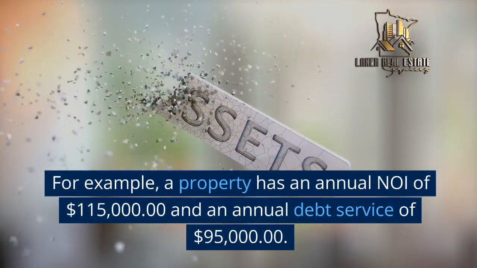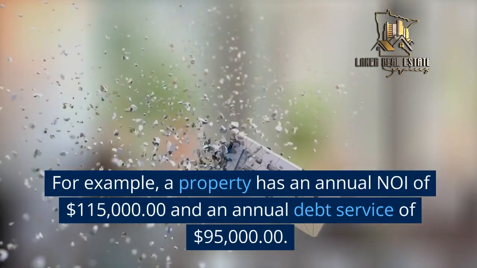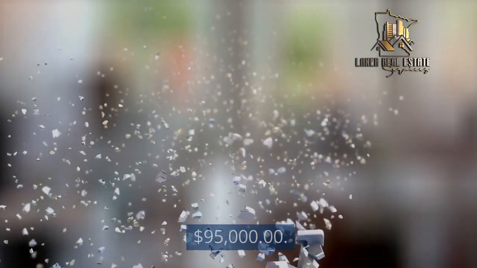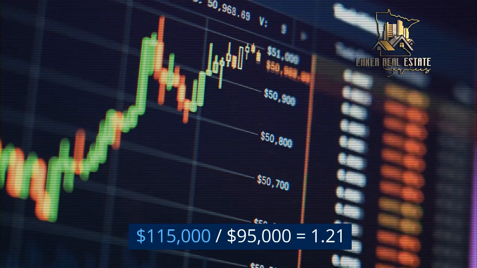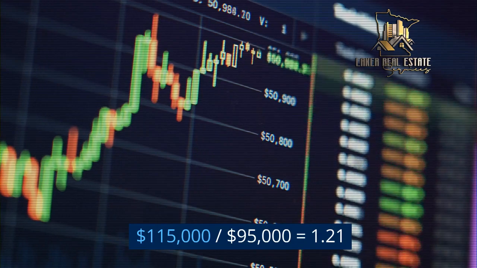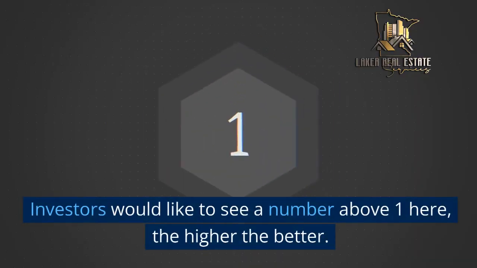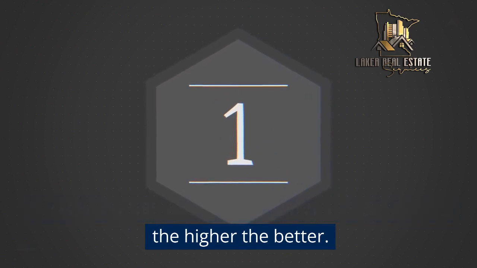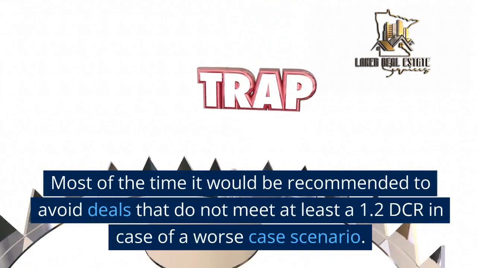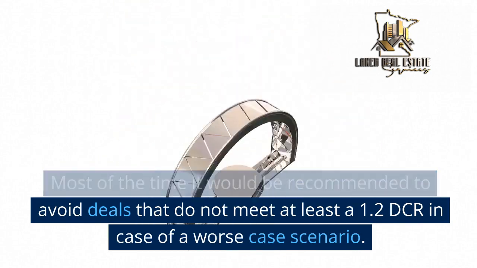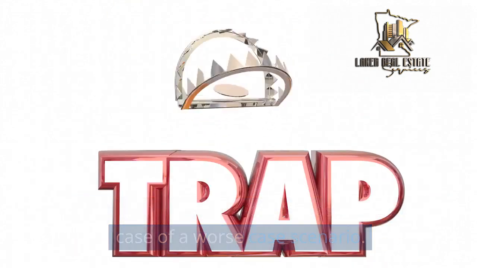For example, a property has an annual NOI of $115,000 and an annual debt service of $95,000. $115,000 divided by $95,000 equals 1.21. Investors would like to see a number above 1 here, the higher the better. Most of the time it would be recommended to avoid deals that do not meet at least a 1.2 DCR in case of a worst-case scenario.